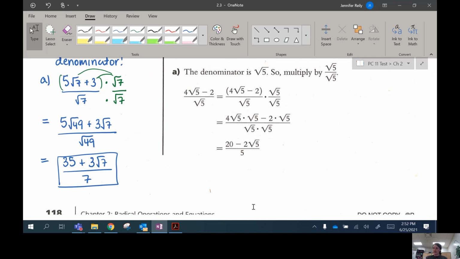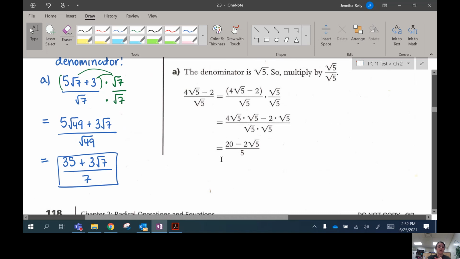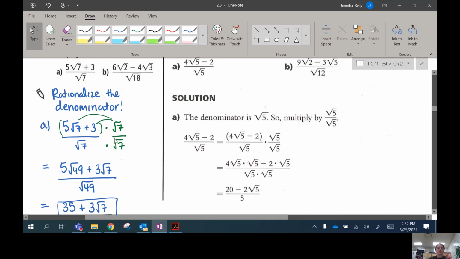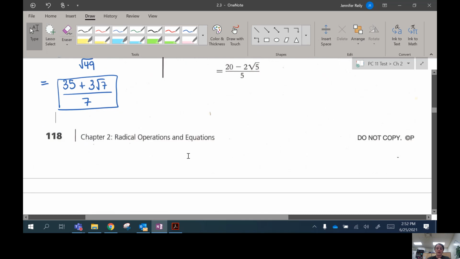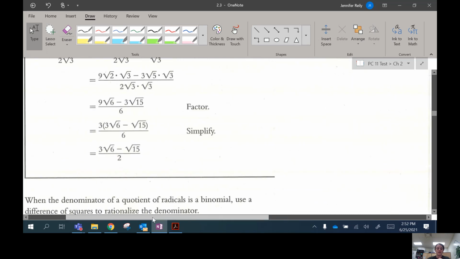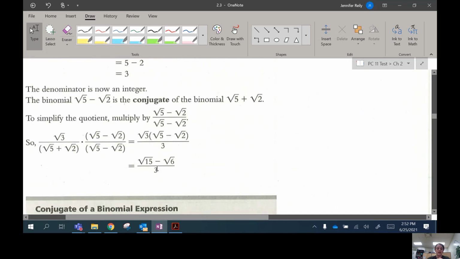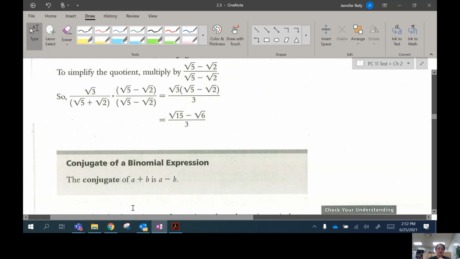Now, we're going to scroll down and see what happens if there's not just a single term in the denominator. So this is the strategy that you would want to use if you have a single term in the denominator. Just multiply it by whatever that term is. If you have multiple terms in the denominator, you do something called multiplying by the conjugate. So turn your page, and it's highlighted right here, the conjugate.